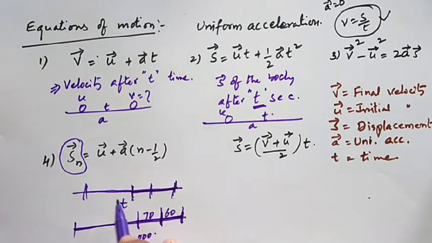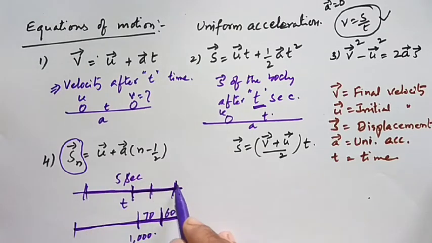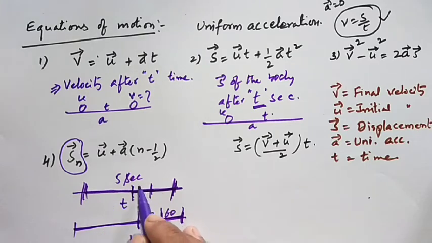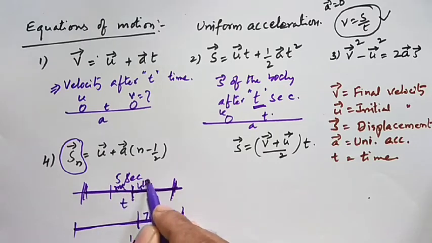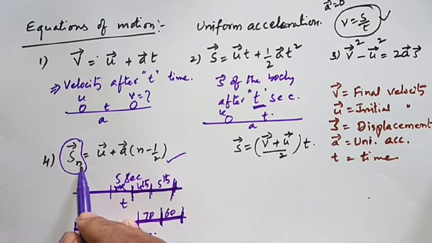Got it? If this is the displacement for 5 seconds, this is the displacement of the body for 5 seconds. If I want to calculate displacement in only the third second, or displacement in the fourth second, or displacement in only the fifth, last second, then I could use this formula. Here Sn is nothing but how much displacement it has traveled in the nth second.